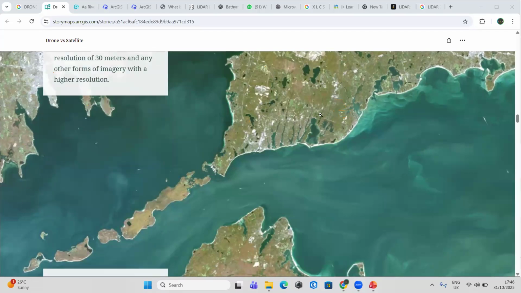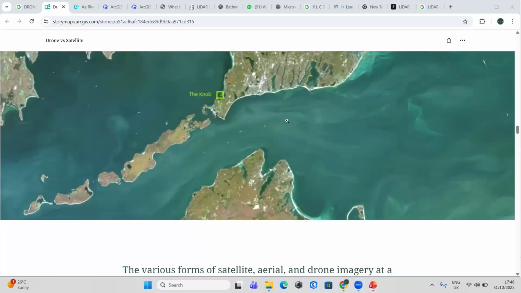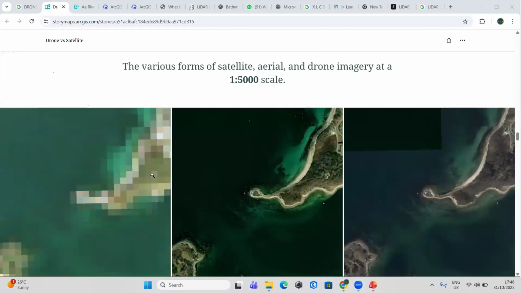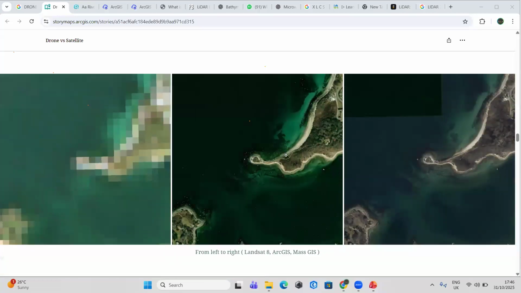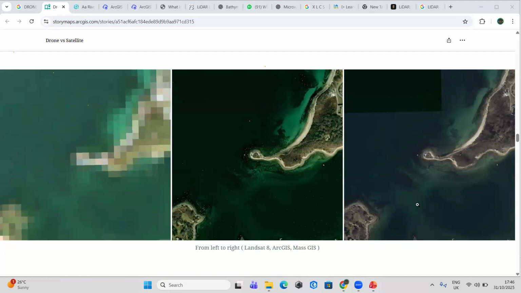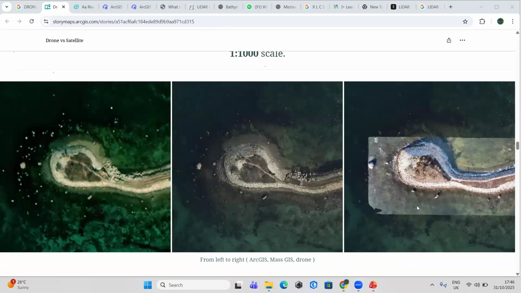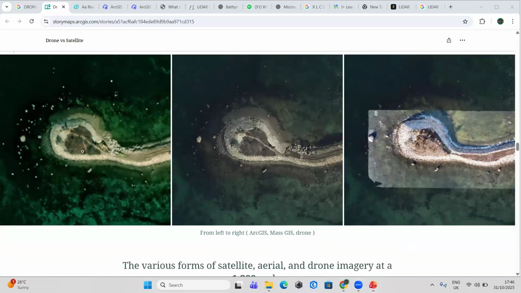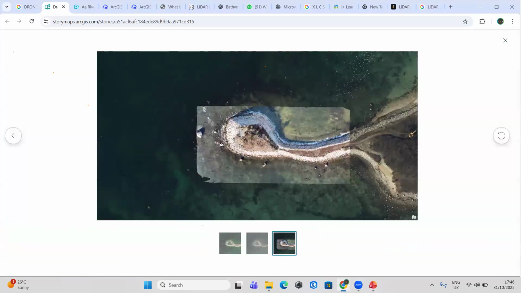Now, when you have imagery and you are very zoomed out, you can't see the pixels. It will look very high resolution, but as you zoom in, it will split into boxes. We have seen that before, right? When you zoom in, these are the boxes, pixels. So these are images from three different satellites: this is ArcGIS, this is Landsat, this is MassGIS. Now these are satellite imageries. Now see how clear it is from the drone, right?